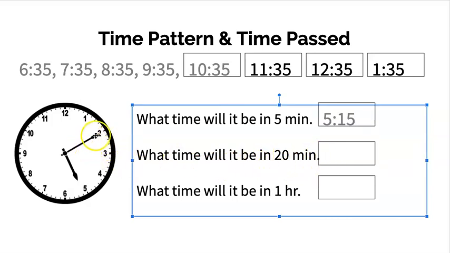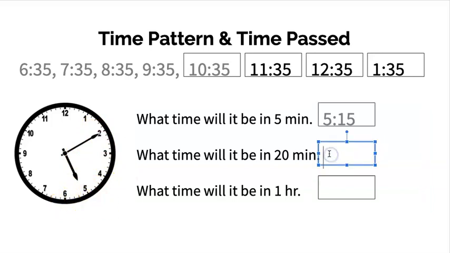So going back to 5:10, if we're going to go 20 minutes, it would be 5, 10, 15, 20. 20 more minutes would be 5. If the minute hand's pointing to the 6, it would be 5:30. If we didn't know it was 5:30, we can always go back to the 12 and count by 5s. 5, 10, 15, 20, 25, 30. It would be 5:30. And it says, what time will it be in 1 hour?